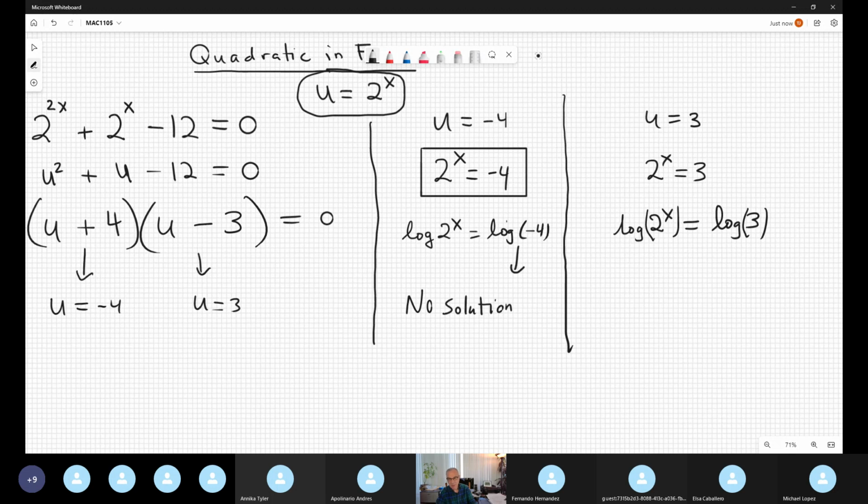So x goes outside, property 7. So x times logarithm of 2 equal logarithm of 3. Now x alone is logarithm of 3 divided by logarithm of 2. And the rest is calculated. Remember the 4 decimal places approximation.